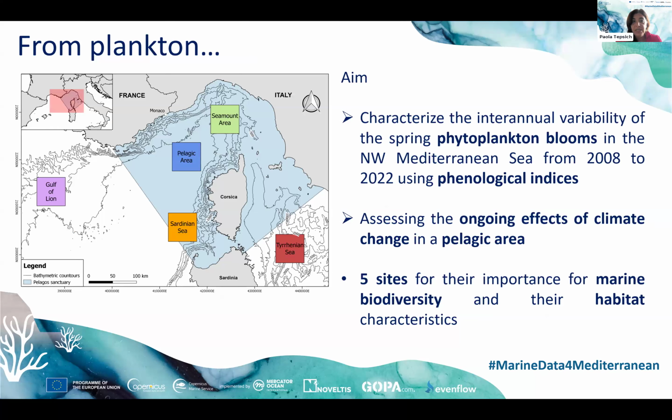Basically, considering our study area, you can still see the Pelagos Sanctuary in the blue area. We identified 5 different sites, which we know are important from a biodiversity and habitat point of view. And we took these 5 sites in order to analyze the bloom trend and anomalies inside each area. Our interest will go specifically to the seamount and pelagic area, and I will explain later why.